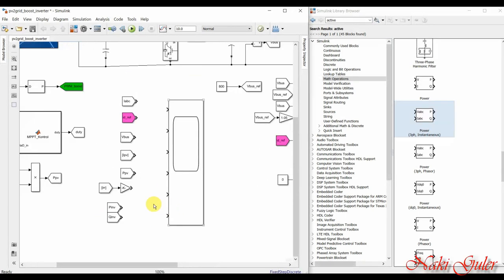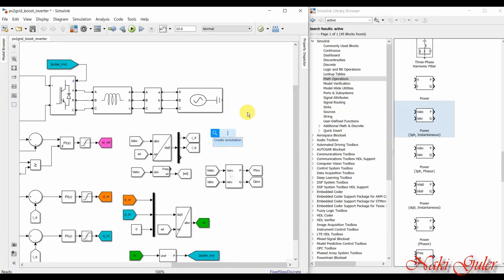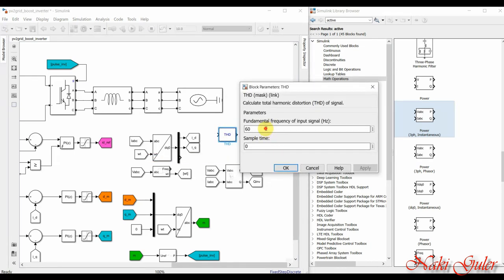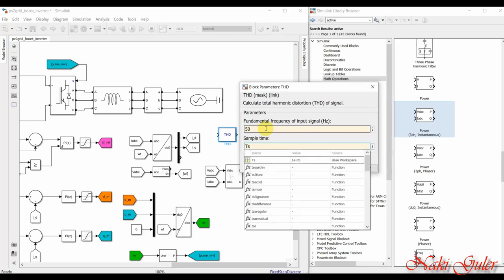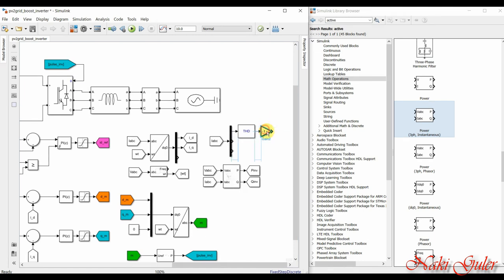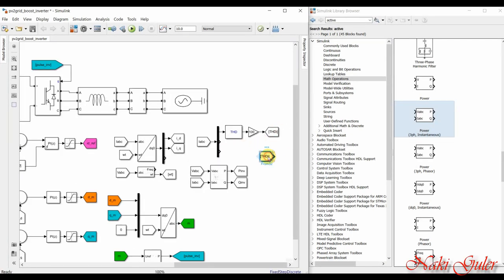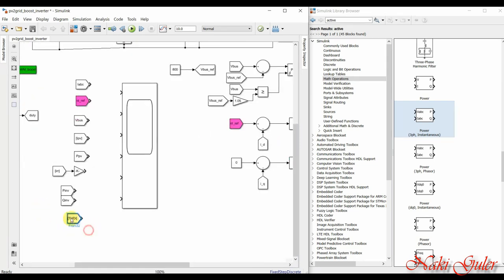And also THD is another important parameter for the system, THD 50 Hz and TS. Okay, I want to calculate THD for single phase. And we need a block THDI. Okay, I think these are enough.